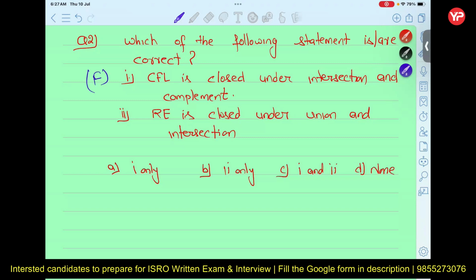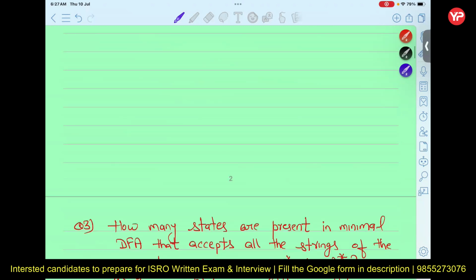RE is closed under union and intersection. That is recursive enumerable language. A recursive enumerable language is closed under union. It is closed under intersection, but it is not closed under complement. But the question says union and intersection. That's why it is true. That's why second only. Again, B is the right answer. So keep in mind, you have to remember all the closure property chart and the decidability chart.